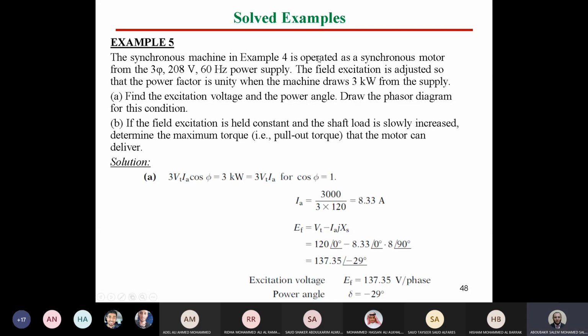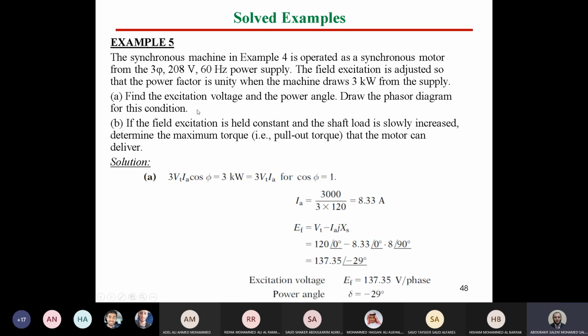The machine is connected to the same supply. The field excitation is adjusted so that the power factor is unity when the machine draws 3 kilowatts from the supply. So this is now the input power, and the power factor is unity. What is needed here? Find the excitation voltage and the power angle, and draw the phasor diagram for this condition.